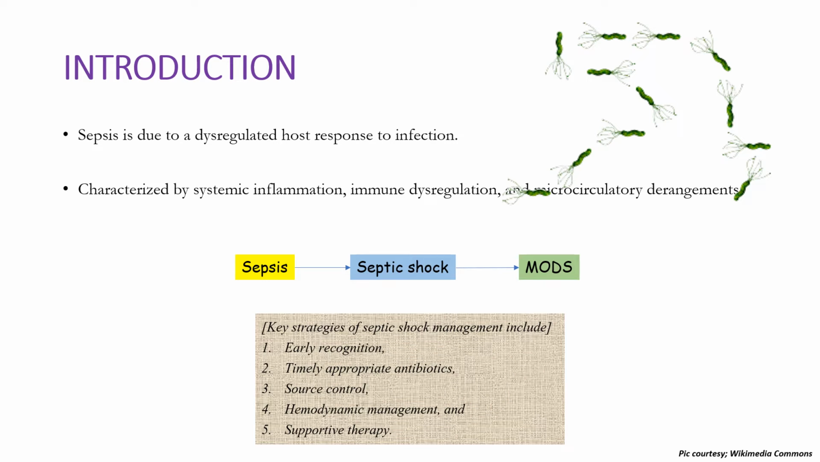Basically, the key strategies of septic shock management include early recognition, timely initiation of appropriate antibiotics, source control, hemodynamic management, and supportive therapy.